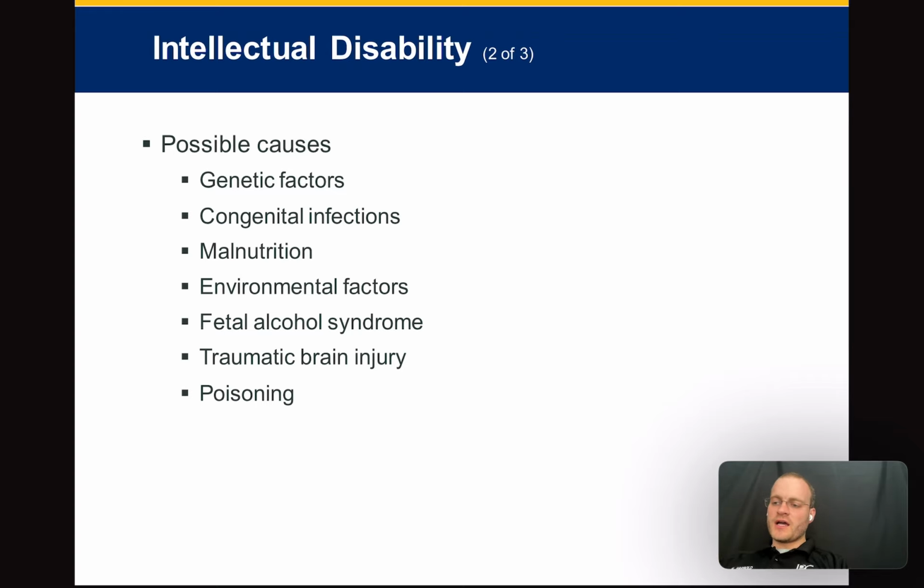congenital infections like rubella or CMV, cytomegalovirus. There are maybe some other ones, but those are probably the bigger ones. Group B strep perhaps. Malnutrition is not really much of a problem in the United States anymore, but there are certainly third world countries where the child is malnourished and ends up with kwashiorkor or something like that. You don't want that, but it's certainly a cause.